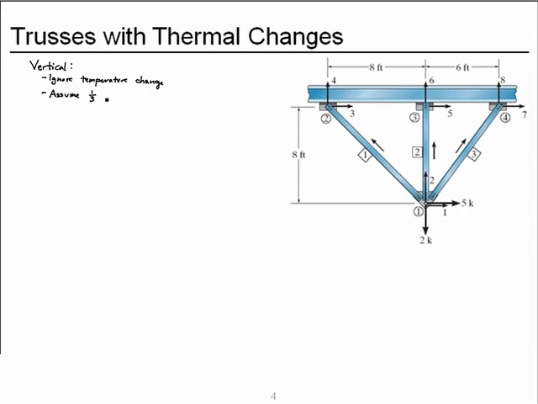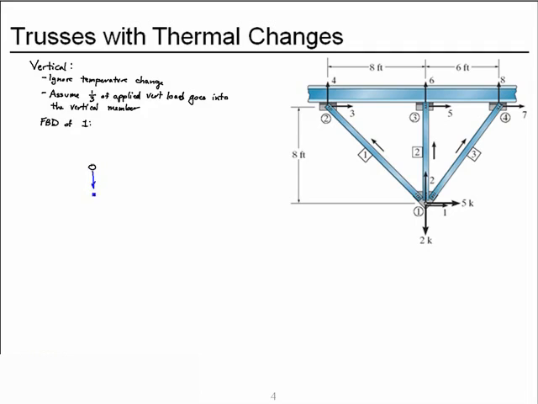1/3 of the applied vertical load goes into the vertical member. And then we'll be able to calculate the other 2. So I'll draw a free body diagram of node 1.